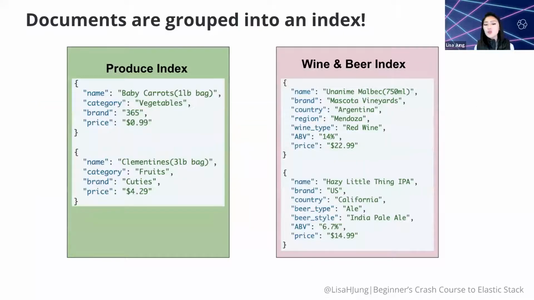Now, things are easier to find when you group them in a logical manner. And documents that share similar traits and are logically related to each other are grouped into an index. So for example, documents of carrots and clementines will be grouped under the produce index. Documents of Malbec and IPAs will be grouped under wine and beer index. So to sum up, indices are used to group documents that are related to each other, so we know where to find certain information.